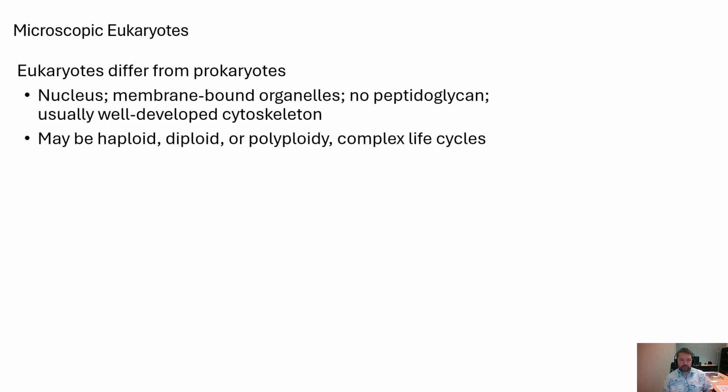Alright, so obviously we talked about this before, but I'm just going to shoot right over it. Eukaryotes differ from prokaryotes because eukaryotic organisms have a nucleus. They have membrane-bound organelles, or the potential for them, given that a nucleus is a membrane-bound organelle. They don't have to have any other membrane-bound organelles, just a nucleus. They don't have peptidoglycan in their cell walls, and the majority of the time they have a well-developed cytoskeleton.